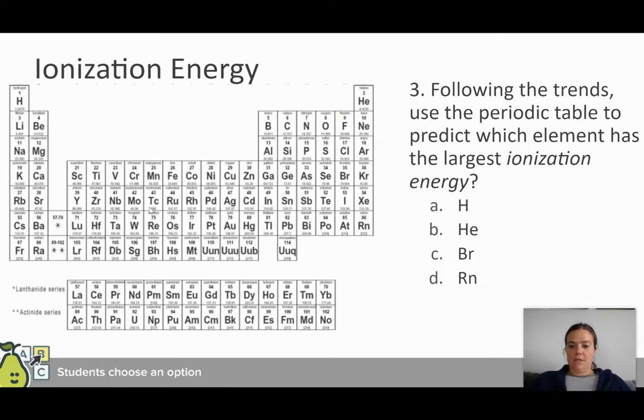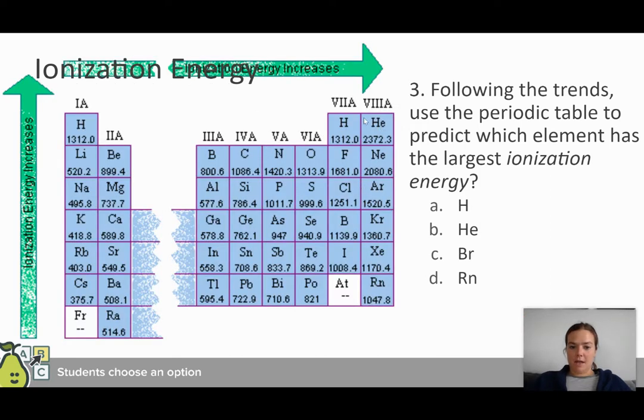All right, so based off of that, following this trend, again, where as you go up and as you go to the right, the ionization energy increases, predict which element would have the largest ionization energy of these over here. So what you're looking for is which element is furthest to the right and furthest up. So the correct answer is helium. Helium actually has the highest ionization energy of any of the elements, and that is because, again, our trend is they go up and to the right.